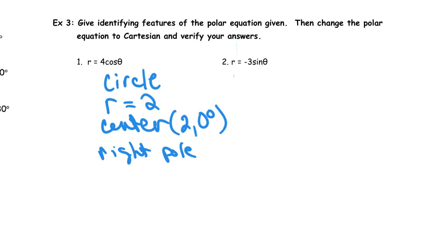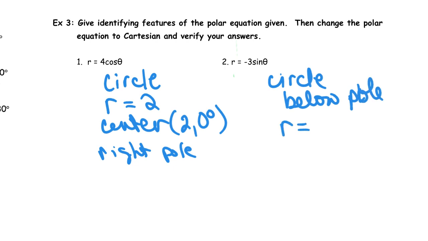Okay, r equals -3 sine theta. What can you tell me about it? It's a circle below the pole with a radius of 1.5. And where's the center? Nope. 1.5 where? You could put 270 degrees. You could also put -1.5, 90 degrees, right?